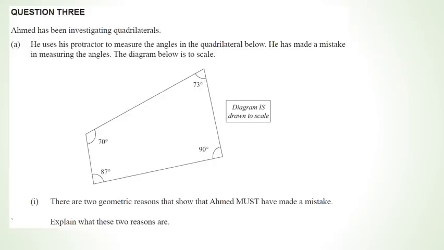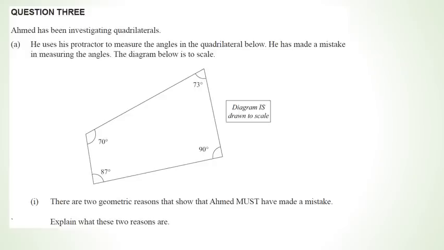Okay, so question number 3. We've got somebody using a protractor to measure the angles. He's made a mistake in measuring the angles. The diagram below is to scale, which means it's actually drawn correctly. Now it says there are 2 geometric reasons that show Ahmed must have made a mistake. Explain what these 2 reasons are.